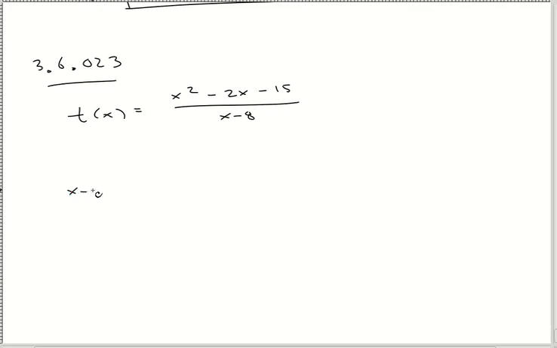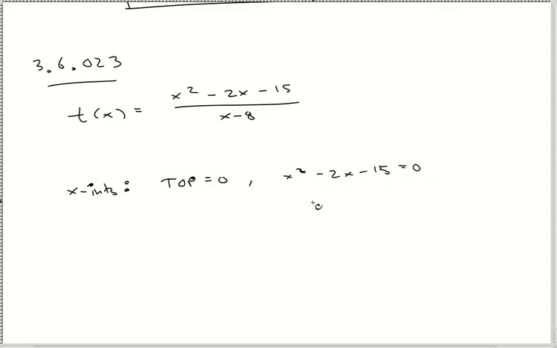So first off, they're saying find the x-intercepts. Find the zeros. The same thing. Well, how do you do it? Top equals 0. The top equals 0. So I'm going to say, oh, okay. When is x squared minus 2x minus 15 equal to 0.